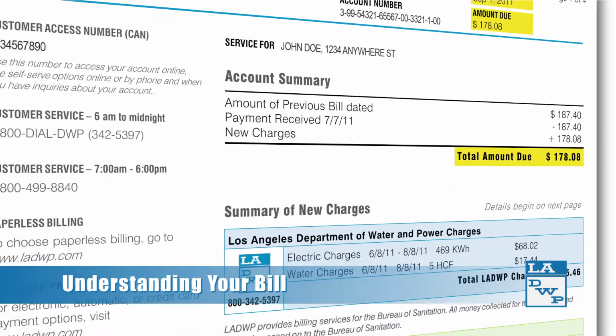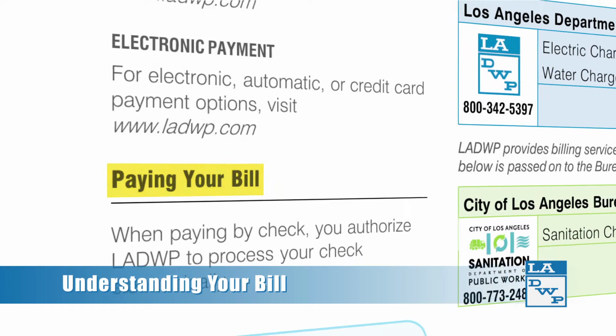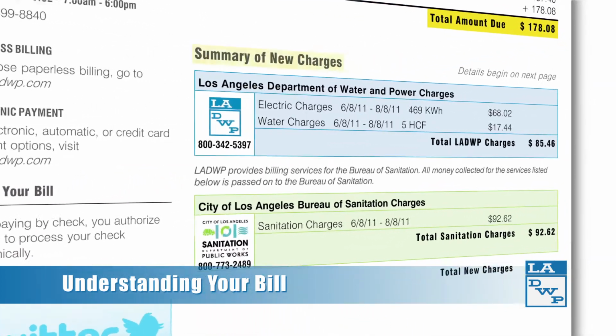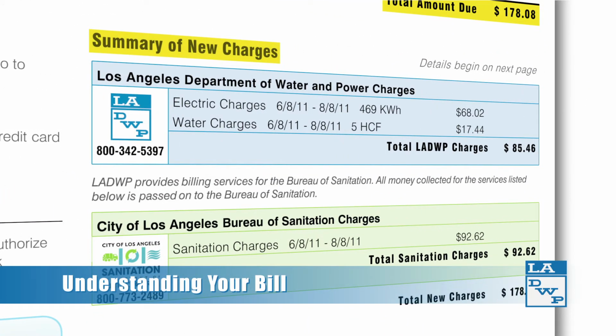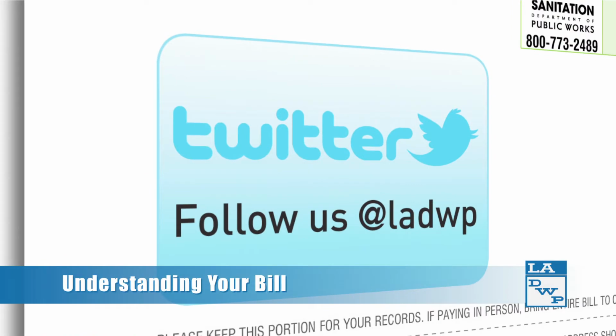How do you like to pay your bills? LADWP offers you choices. You can pay your bill online, in person, by phone, or by mail. The Summary of New Charges blocks clearly separates your LADWP and City of Los Angeles Bureau of Sanitation charges. Look here to find useful information and links to helpful tips on our website.